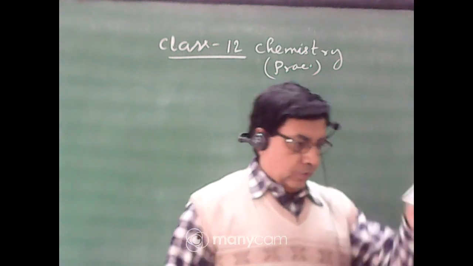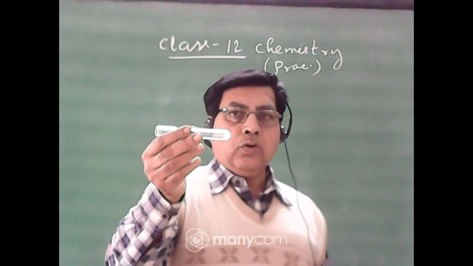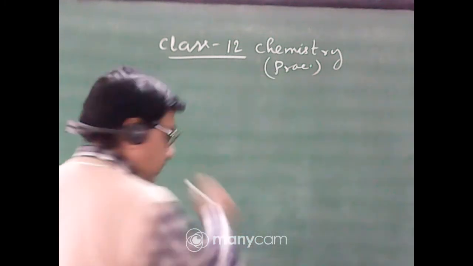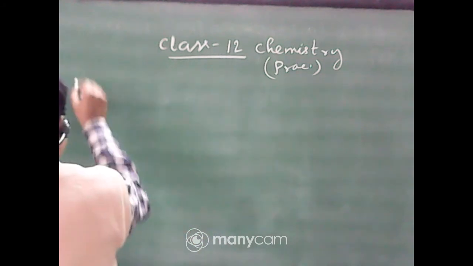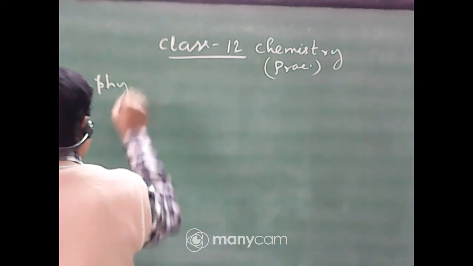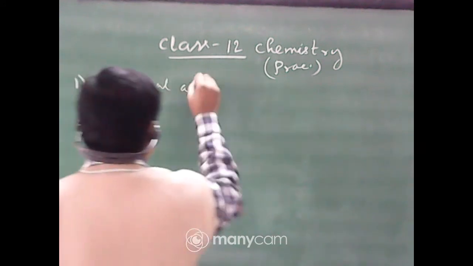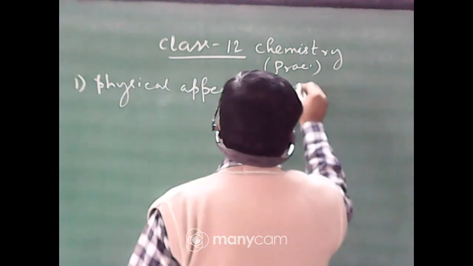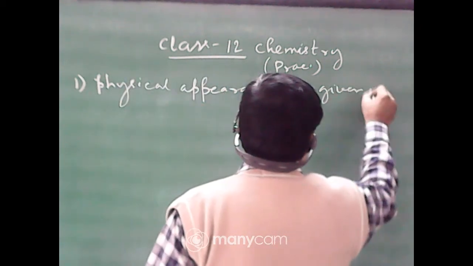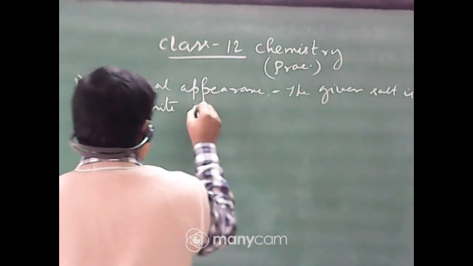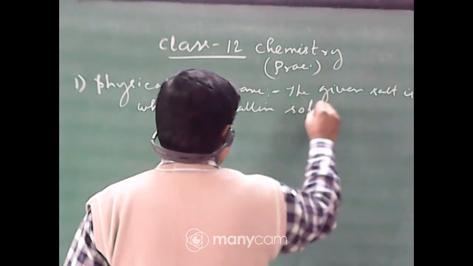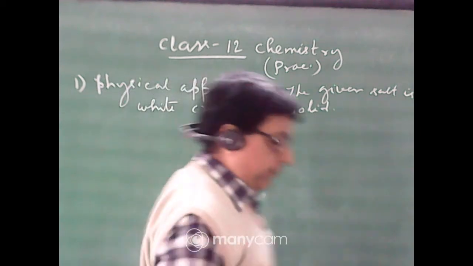What is the appearance of the salt? The salt is white crystalline. You must write the physical appearance. Number 1, physical appearance. What do you write? The given salt is white crystalline solid.